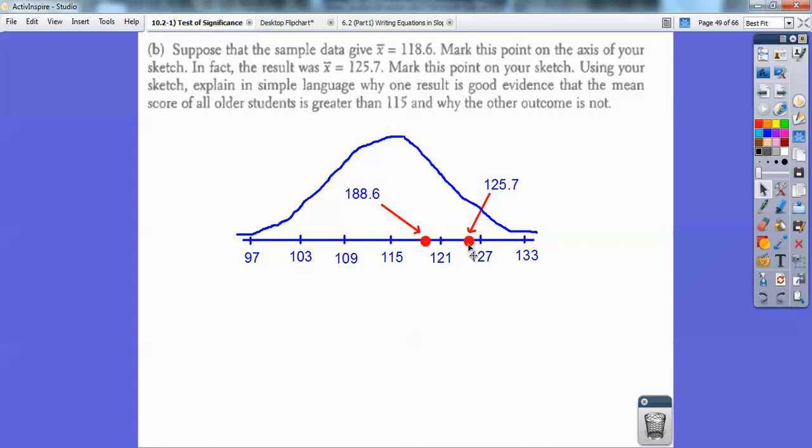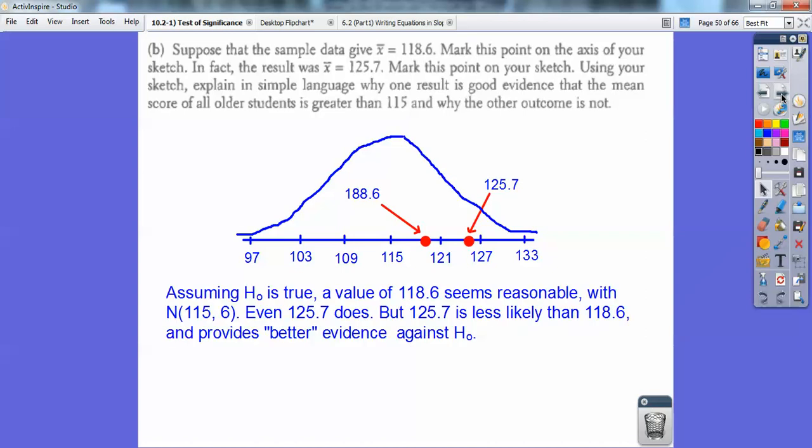In fact, this is not even 2 standard deviations away from the mean. So that's reasonable also. But that's what I said right there. Assuming your null hypothesis is true, a value of 118 seems reasonable with that normal distribution, 115, 6. Even the 125.7 seems reasonable, but that one's a little bit less likely than the one at 118, so it would be better evidence against your H0, but it's not even enough evidence because it has to be less than 5%.